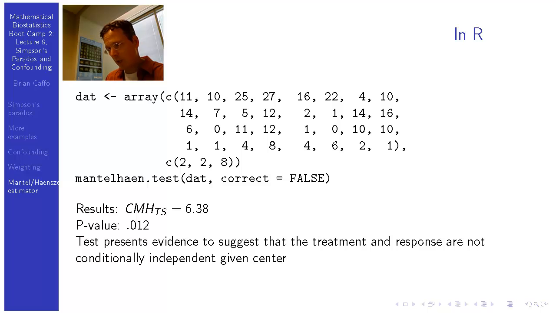The result is the test statistic is 6.38. Compare that to a chi-squared 1 value, and again, you only reject for larger values of the test statistic, it being a two-sided test because it's a squared statistic. In this case, the p-value is 0.012, so the test presents evidence to suggest that the treatment and response are not conditionally independent given center.